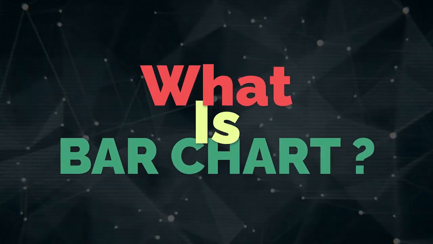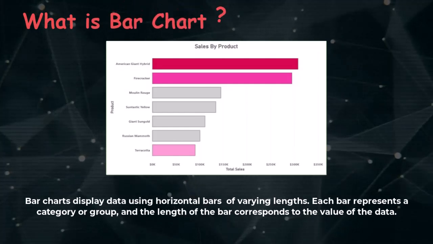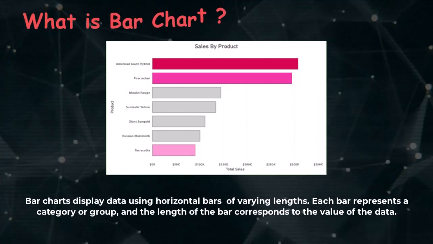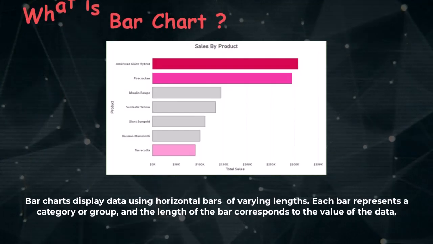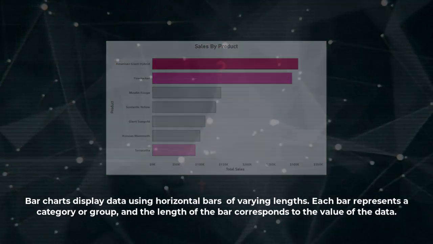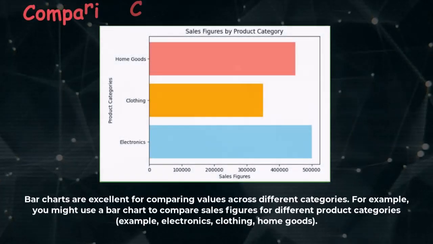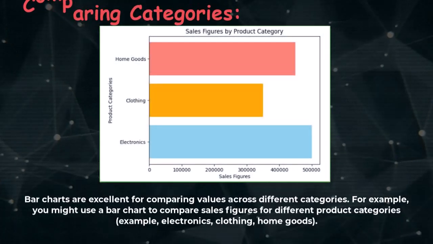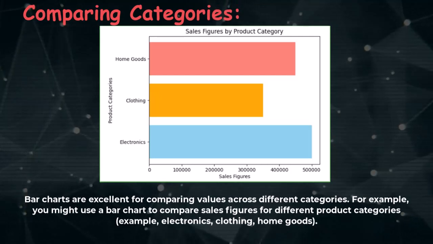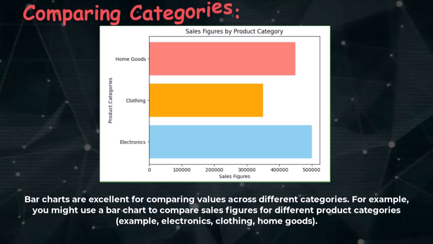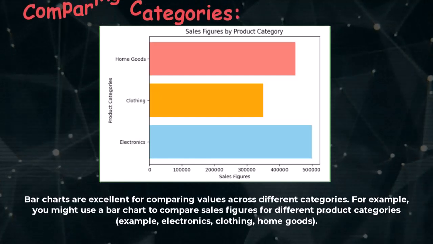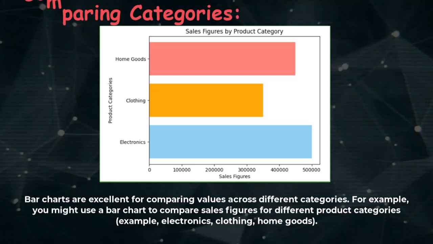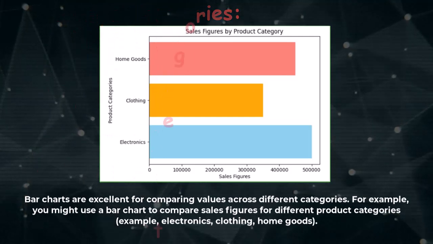What is a bar chart? Bar charts display data using horizontal bars of varying lengths. Each bar represents a category or group, and the length of the bar corresponds to the value of the data. Use cases: comparing categories. Bar charts are excellent for comparing values across different categories. For example, you might use a bar chart to compare sales figures for different product categories. Example: electronics, clothing, home goods.